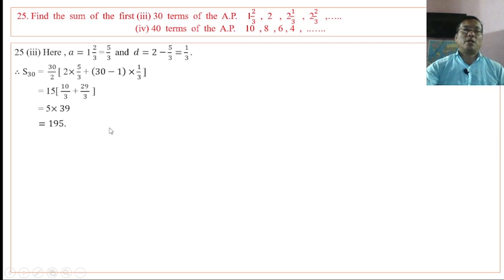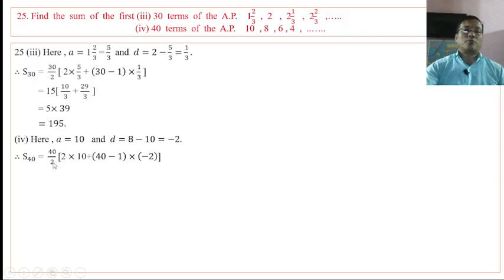40 terms of this AP. Here A is 10 and the common difference is 8 minus 10, that is minus 2. Using the Sn formula, we get S40 equal to 40 by 2 times twice A, which is 10, plus n minus 1, where n is here 40. Common difference is minus 2. Solving these numbers, we have minus 1160.